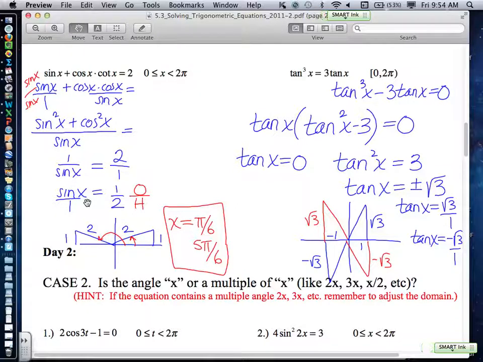So now I have to name all of those, okay? This angle is pi over 3, so x is going to be equal to pi over 3. This angle here, hold on. Right here we have 2 pi over 3. Right here we have 4 pi over 3. Hold on. And right here we have 5 pi over 3. Still have to use your unit circle to find this solution, okay?